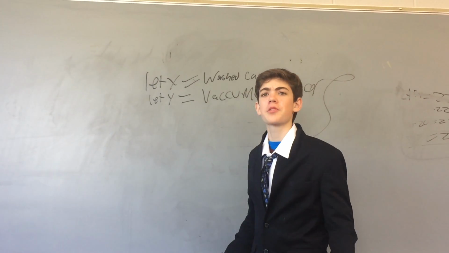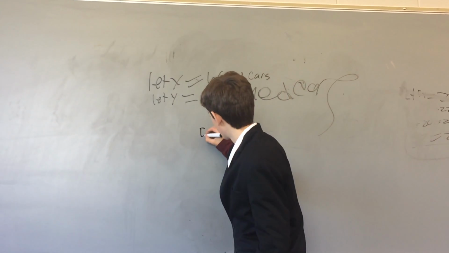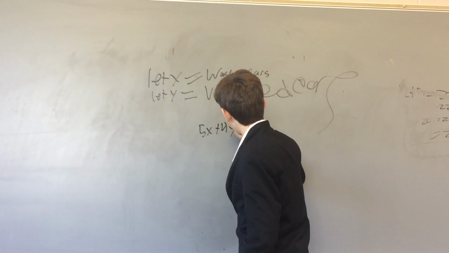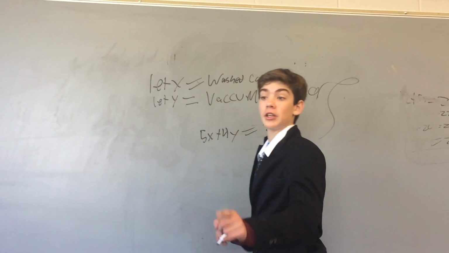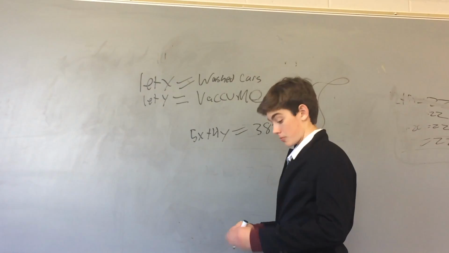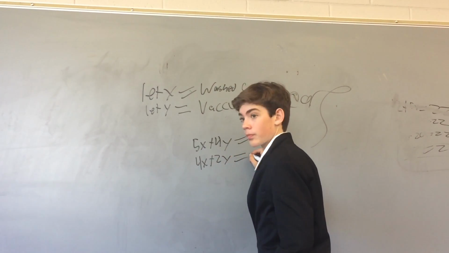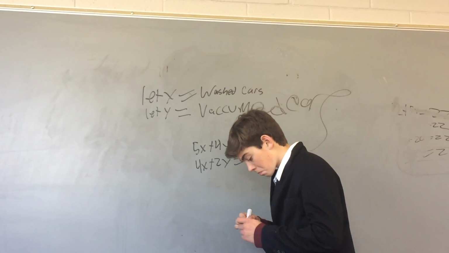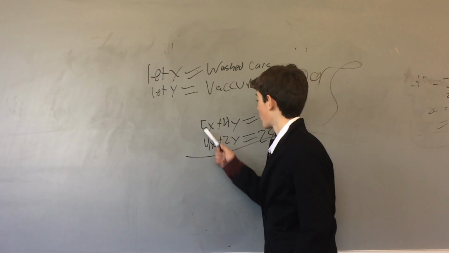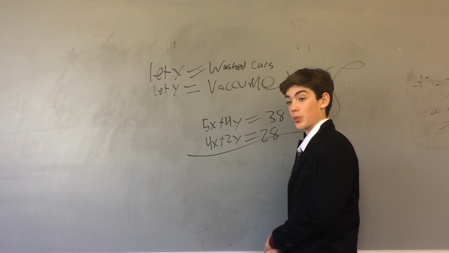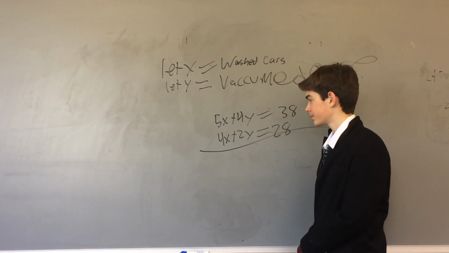Okay, you in the back, what do you think the equation is? 5x plus 4y equals 38. Good. Can you try the next one? 4x plus 2y equals 28. Okay, now can you tell me what to do in this situation if you want to eliminate? You would multiply the top equation by 4 and the bottom one by 5.